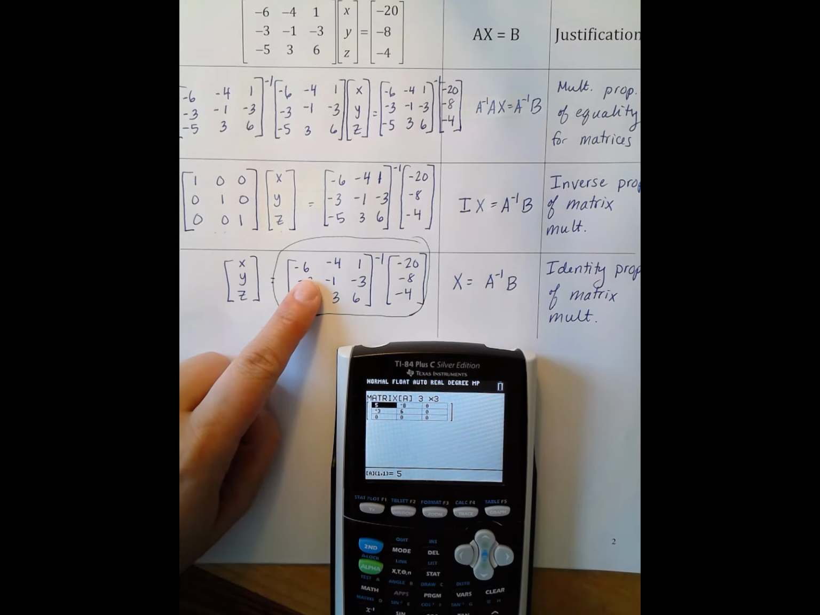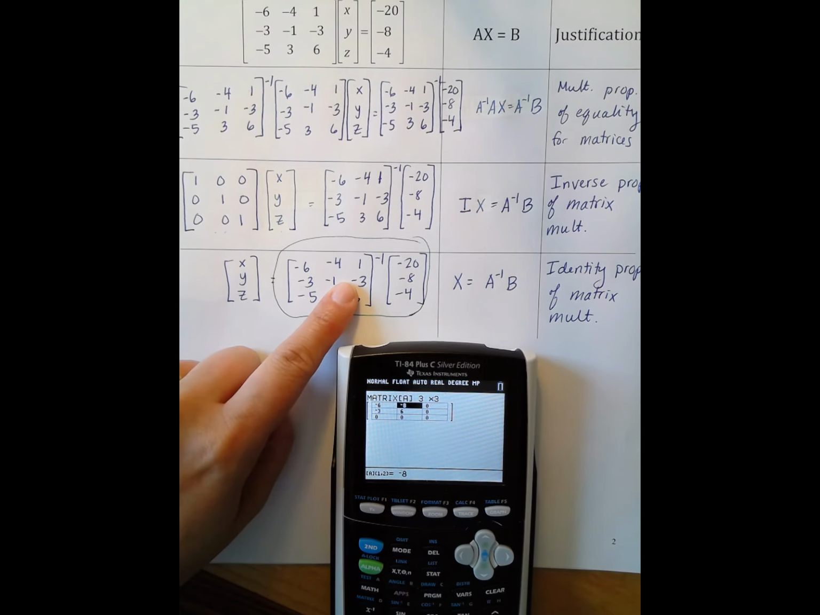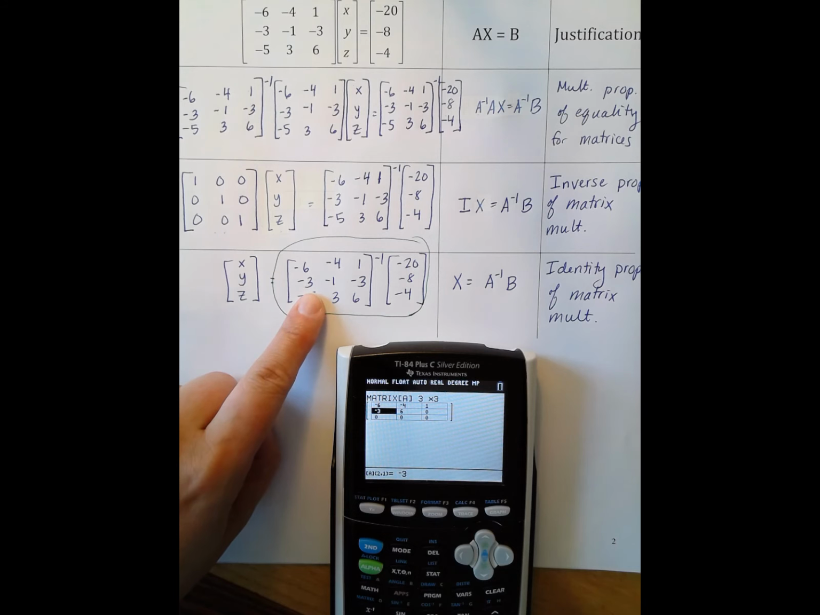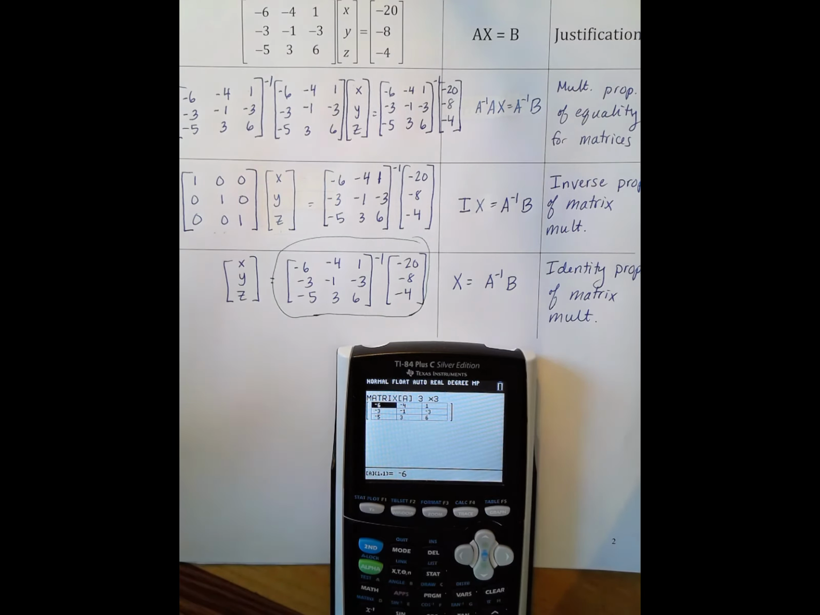And then I enter my numbers. So negative 6, negative 4, 1, negative 3, negative 1, negative 3, negative 5, 3, 6. So I've entered my A matrix. So I need to also enter my B matrix. So I'm going to go back to that matrix screen. So second x to the negative 1. I'm going to edit again, but this time I need to edit a second matrix. I'll edit the B matrix.